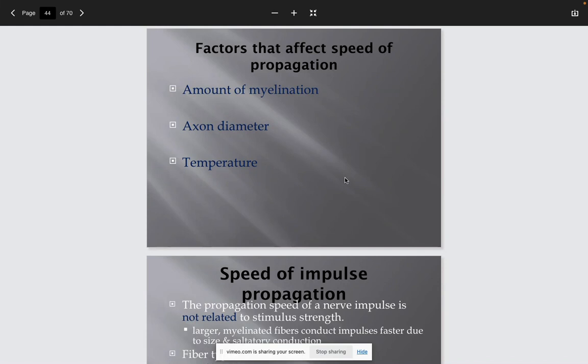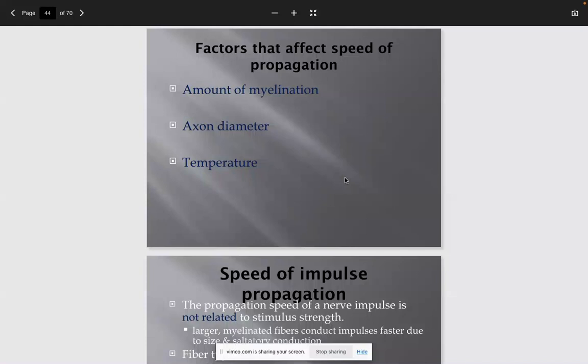We said that myelination would be an important component of conduction, right? It makes sense that the more myelin you have, the greater the speed at which conduction occurs. So myelinated fibers are going to have quicker conduction than unmyelinated fibers. Another interesting factor is temperature. Temperature is going to be interesting, and I'm going to tell you why.